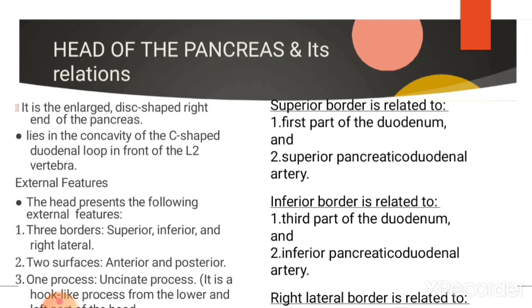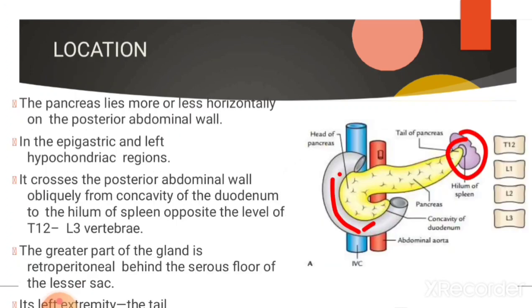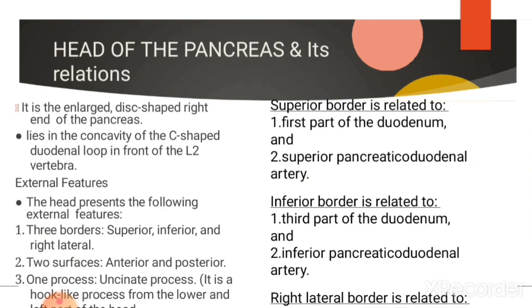Now the superior border of the head of the pancreas is related to the first part of the duodenum. So what is the first part of the duodenum? This is the first part of the duodenum. So superiorly it is related to the first part of the duodenum, and over this superior border one artery is also emerging. This is known as the superior pancreaticoduodenal artery.